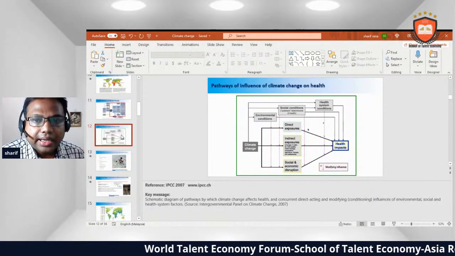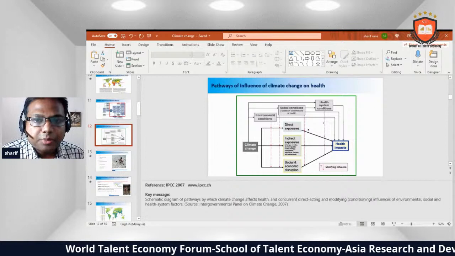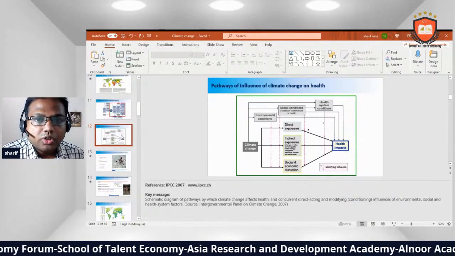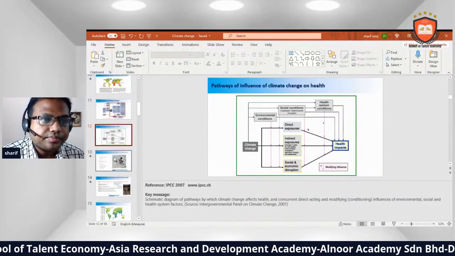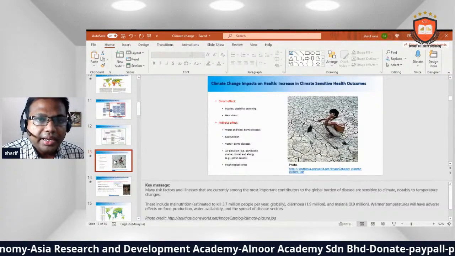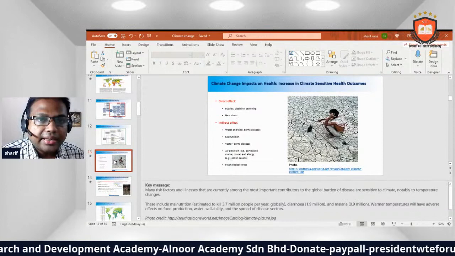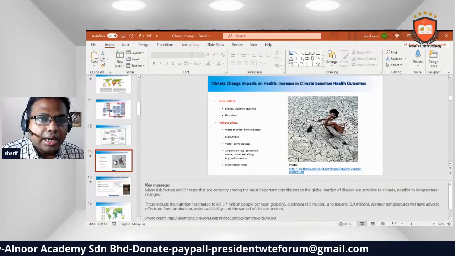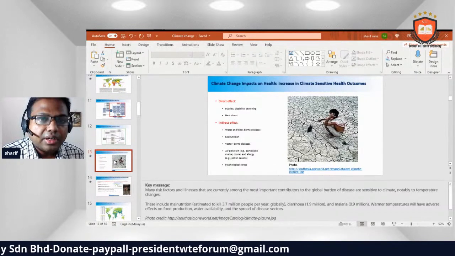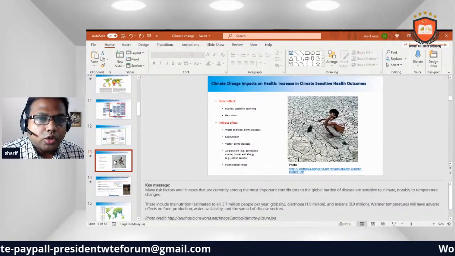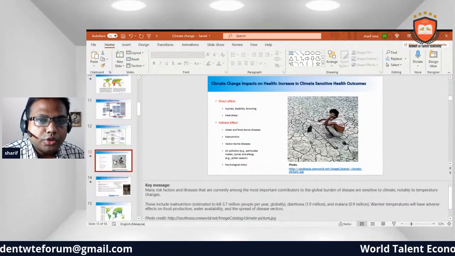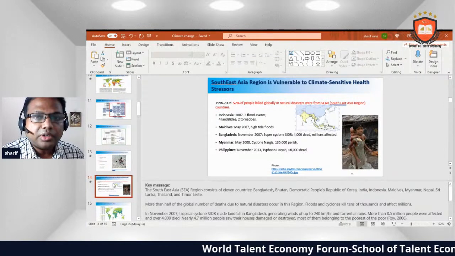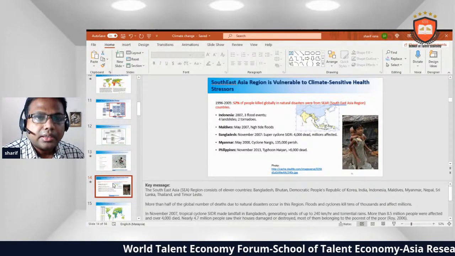Climate change health impacts: direct exposure, indirect exposure, social and economic disruption, environmental conditions, social conditions, health system. Direct effects: heat stress and injury. Indirect effects: water and foodborne disease, malnutrition, vector-borne disease, air pollution, and psychological stress. The Southeast Asia region is vulnerable to climate sensitive health problems.